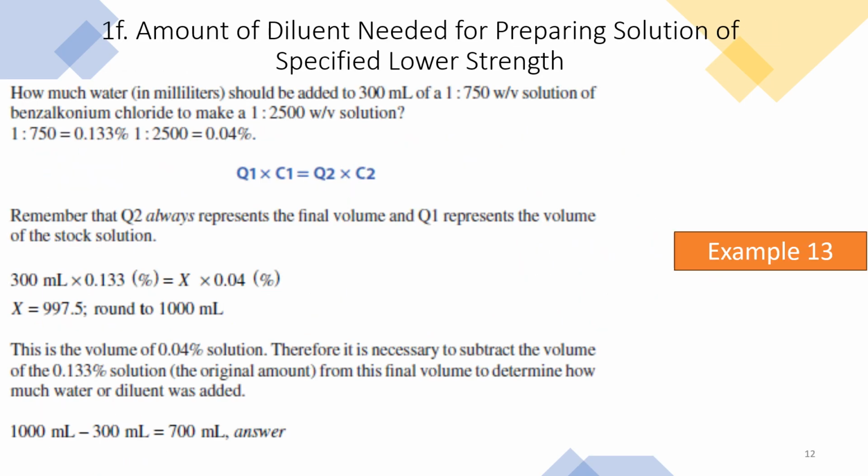Now we come to the sixth subsection under the first learning objective, where the question wants you to identify the amount of diluent needed to prepare a solution of a specific lower strength. This question asks how much water in milliliters should be added to 300 ml of a 1 to 750 weight over volume solution of benzalkonium chloride to make a mixture with a strength of 1 to 2500 weight over volume.